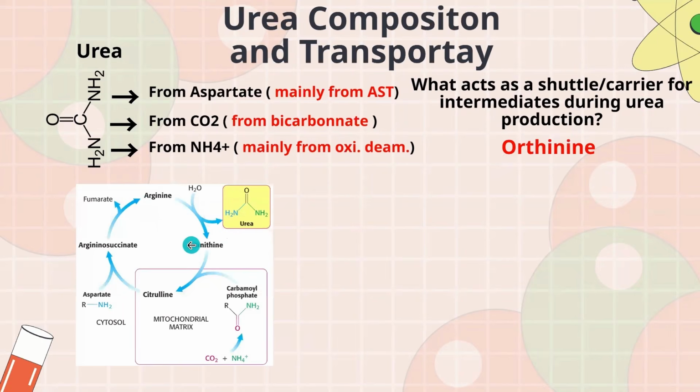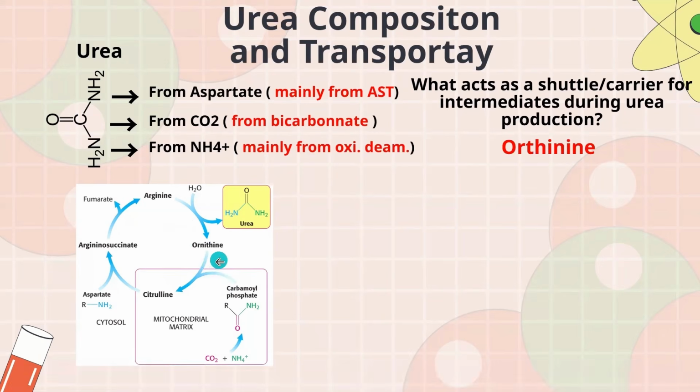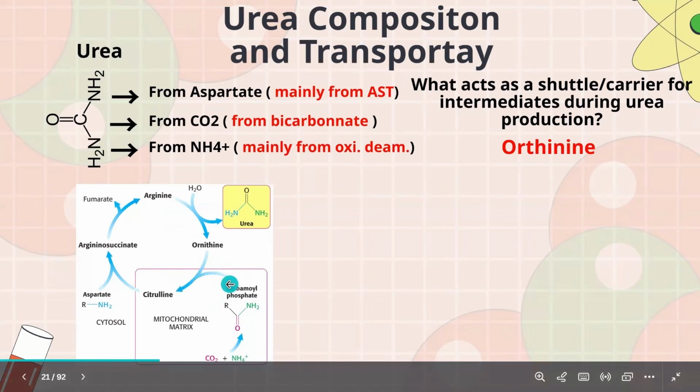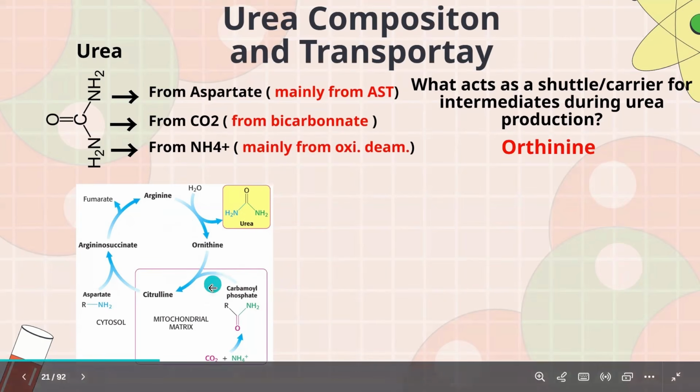So here, this is the whole cycle. Don't worry. It might look packed and you might not understand it well at first, but it's actually a very simple cycle. We're going to begin with our ornithine. Ornithine is going to enter the mitochondrial matrix, and there you're going to have it combined with something called carbamoyl phosphate.